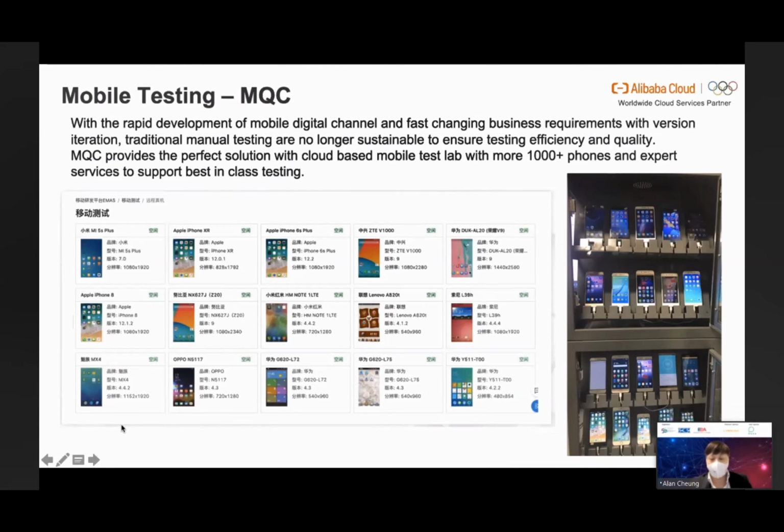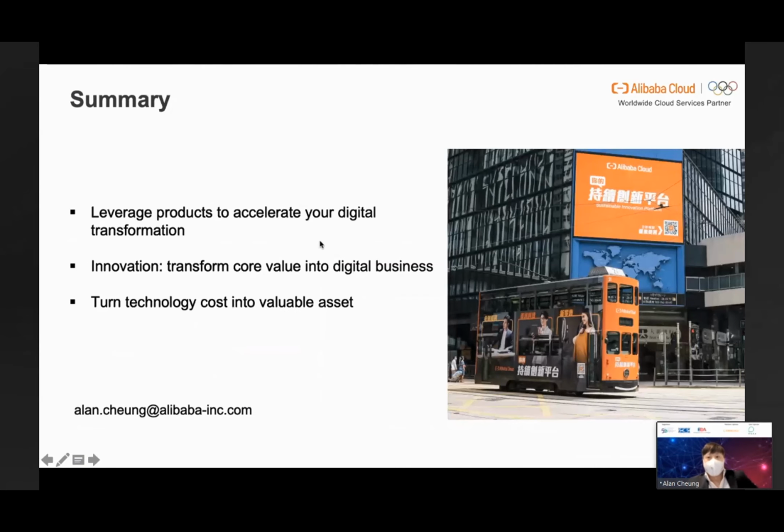So this is the last product I would like to introduce to you, and it's being used in Alibaba and also offered as a business product that you can use. So I would like to sum it up. First, you should leverage current product or service offerings to accelerate your digital transformation. Products like I have mentioned, or other cloud or SaaS products that you can consider.